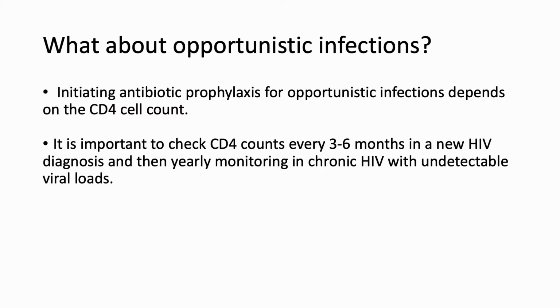Initiating antibiotic prophylaxis for opportunistic infections depends on a CD4 cell count. It is important to check CD4 counts every 3 months to 6 months in a new HIV diagnosis, and then yearly monitoring is recommended in chronic HIV with undetectable viral loads.